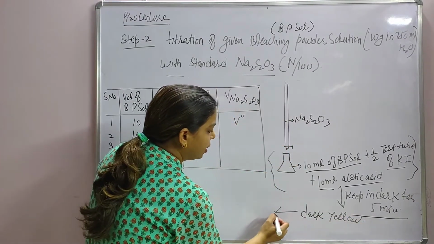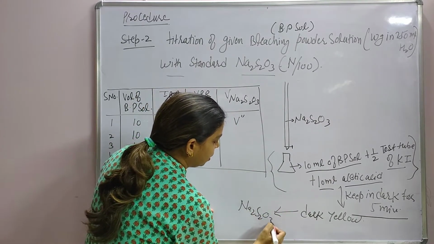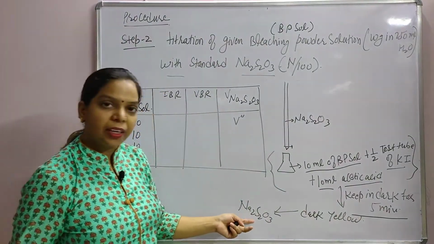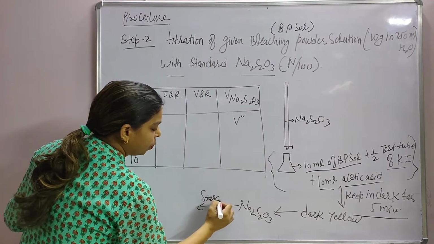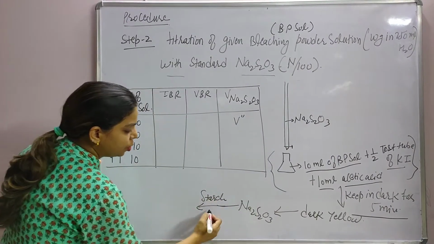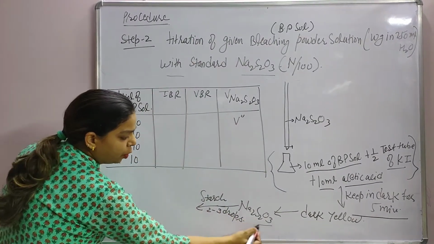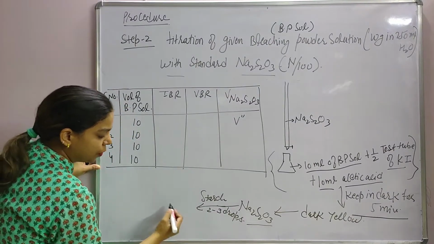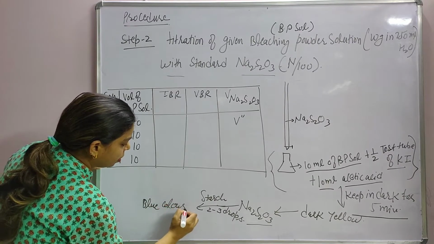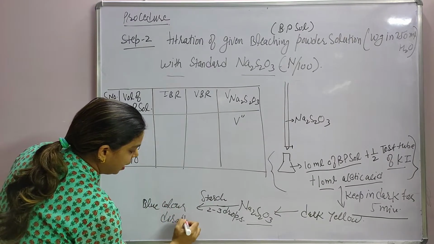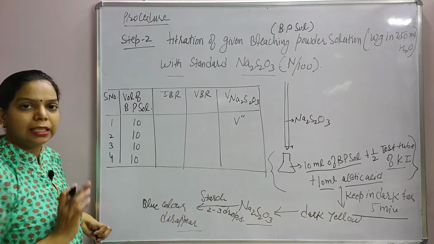Now you will titrate this with thiosulfate solution in a similar manner. When the yellow color fades away, you can add starch at this step. When the yellow color fades away, add starch 2 to 3 drops, and again keep on titrating with the same solution till the blue color disappears, as we did in case of standardization of hypo solution. So procedure is exactly same.